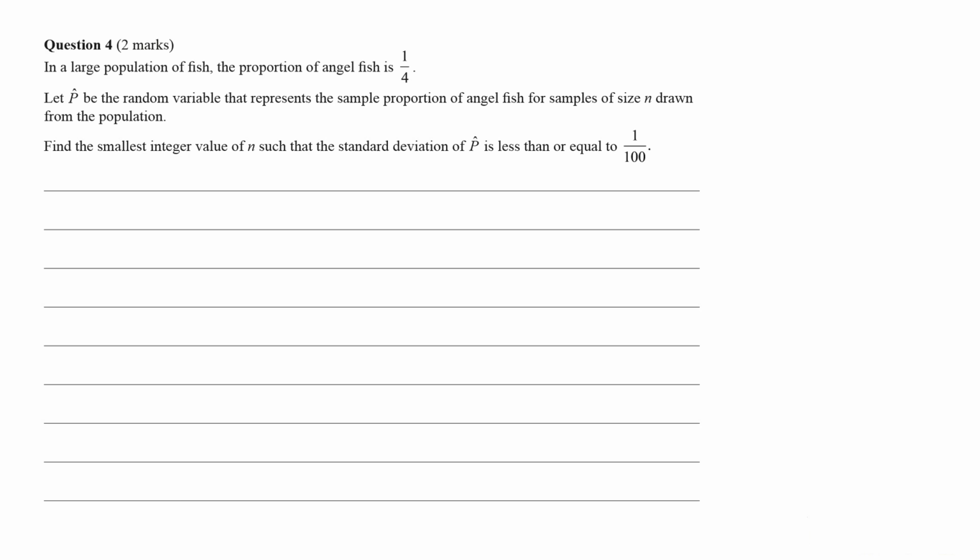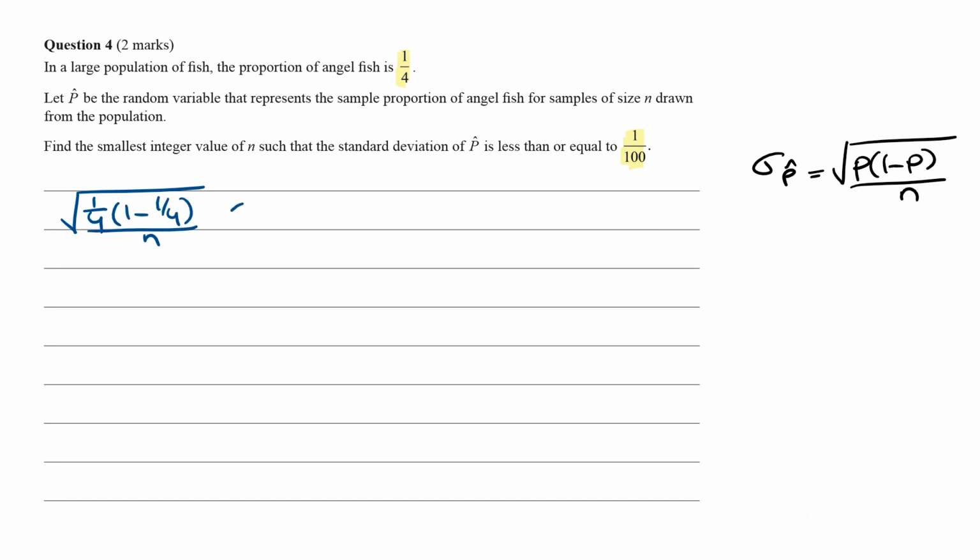The standard deviation of p hat has the rule the square root of p times 1 minus p over n, where p is the population proportion and n is the sample size. We're told that the population proportion of angelfish is 1 on 4. And if the standard deviation is to be less than or equal to 1 on 100, then we can write this as the square root of 1 on 4 times 1 minus 1 on 4 over n has to be less than or equal to 1 on 100.